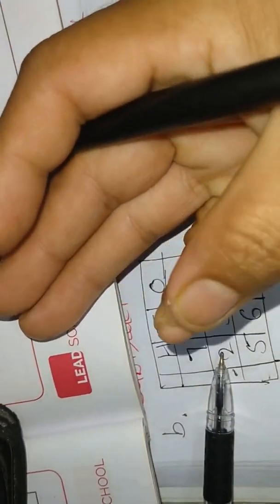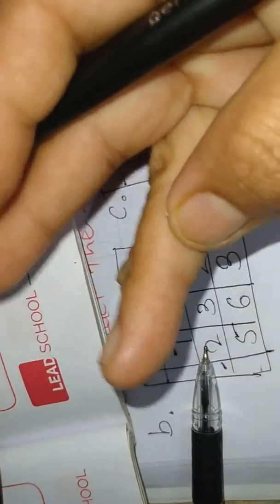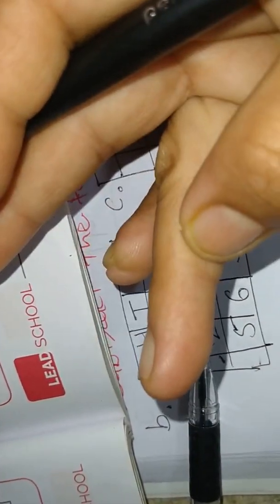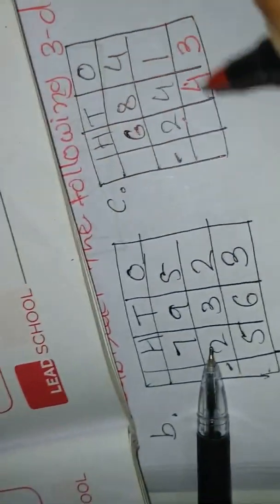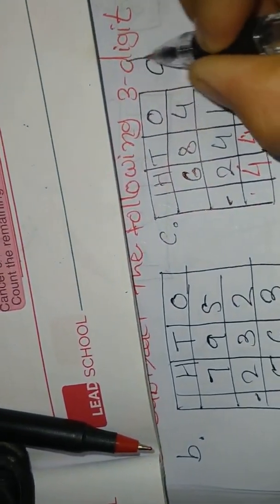So students, 4 minus 1: 4 on your finger, cut 1. The remaining number is 3, so we write 3 here. 8 minus 4: 8 on your finger, cut 4. The remaining number is 4, so we write 4. 6 minus 2: 6 on your finger, cut 2. The remaining number is 4, so we write 4 here. So our answer is 443.